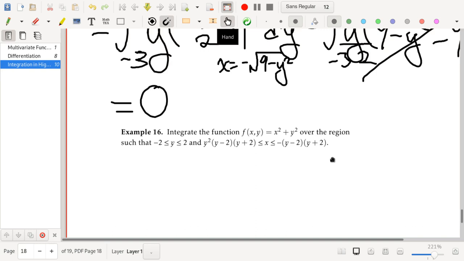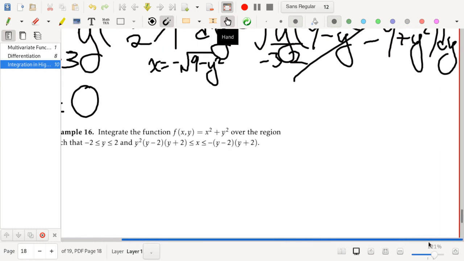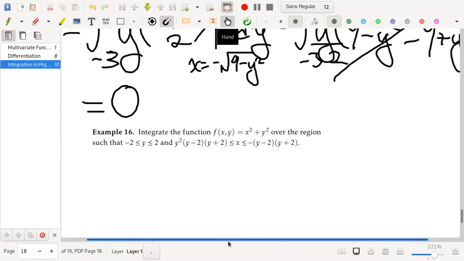Continuing on. The last example. Oh, thank goodness. Merciful heaven. This is exhausting. All right, so the last example.